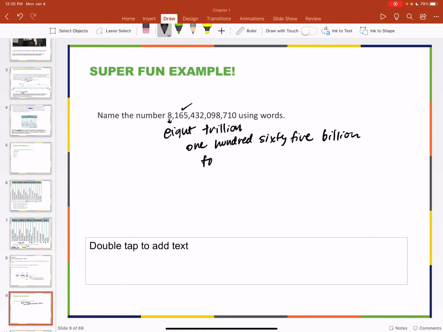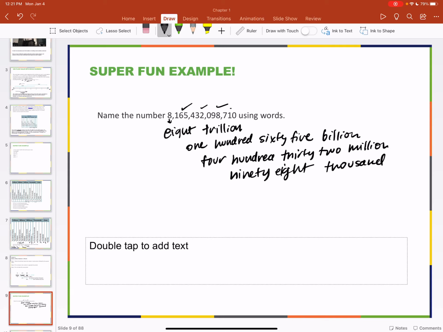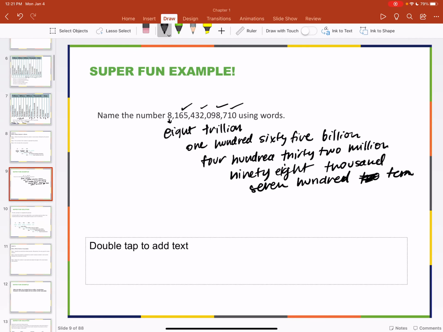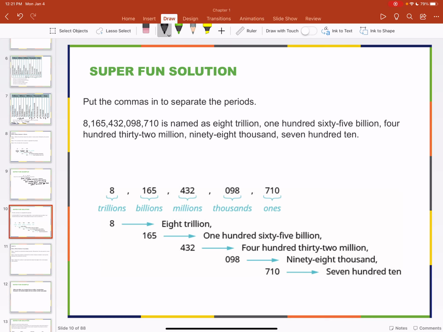And then 432 2 million. Okay. And then 98,000. And then 710. Sorry, that's supposed to be 10. 10. Okay, yes. Okay, so that's our super fun example. Oh, and that's, again, super fun solution.